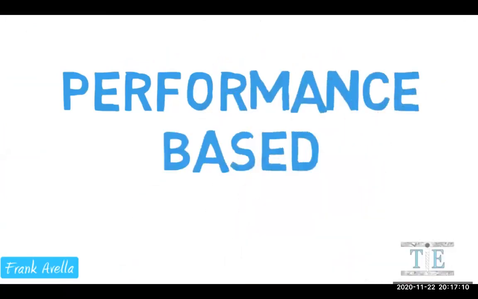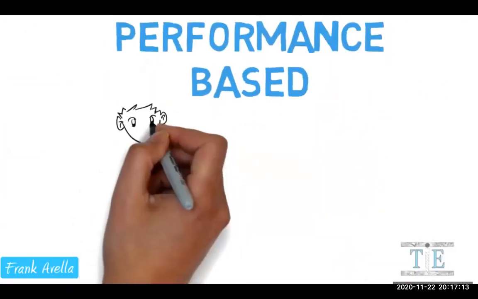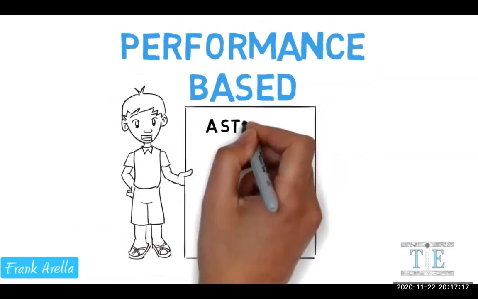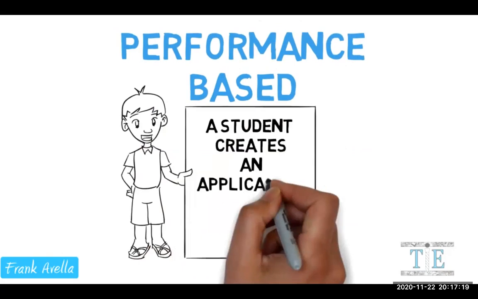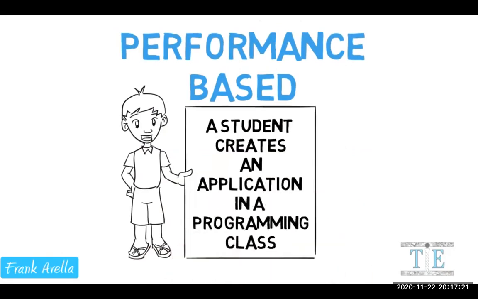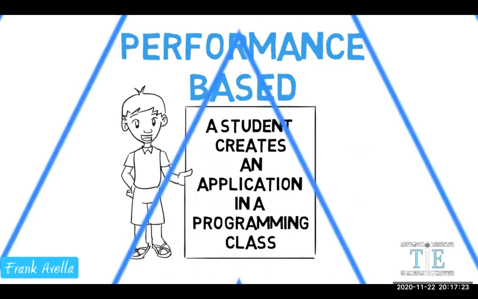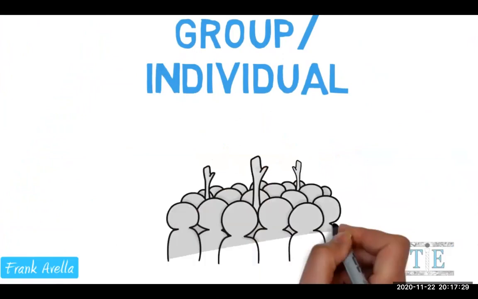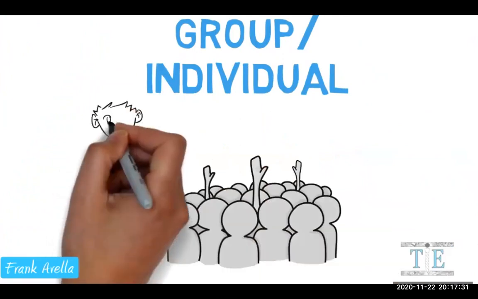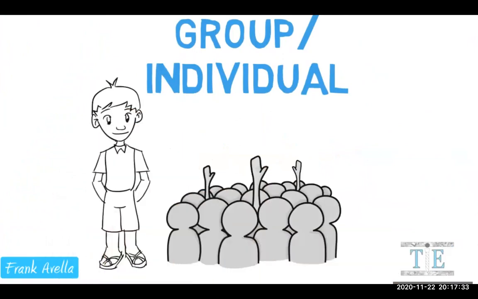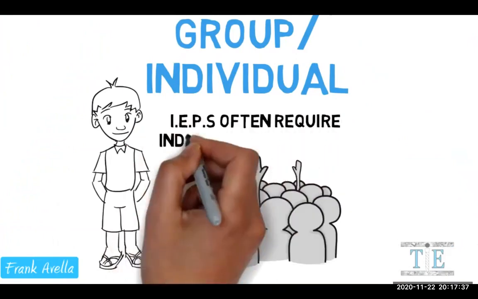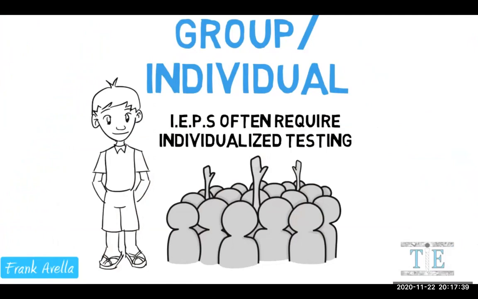Next up, performance-based assessments. They assess students' ability to complete work in an academic-related task. An example would be to have a student create an application for a computer programming class. You can also alter the way you administer an assessment, whether it be individual or group. Sometimes students need the space. Also, IEPs often require individualized testing for students.